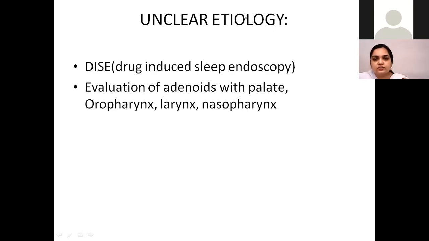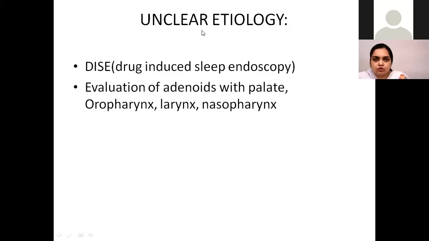Now, if the etiology is unclear, that is, not crystal clear, what will be the cause? Say there is recurrent persistent cough, the patient has come in adulthood, there is also snoring, and bad breath on physical examination, and the presentation is such that you are unable to localize the location of the tonsil, which tonsil is involved. Then we will go for another technique called DISE, drug induced sleep endoscopy.